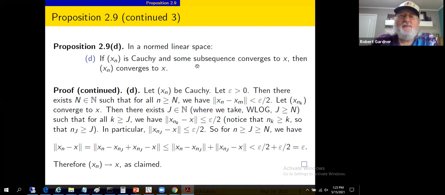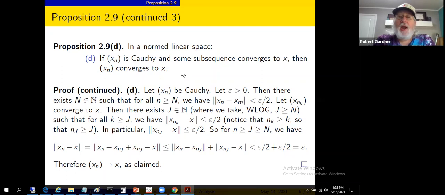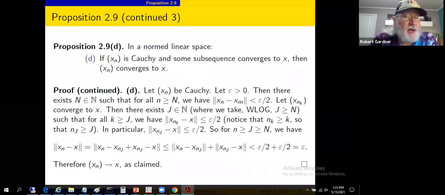If x sub n is Cauchy and some subsequence converges to x, then x sub n converges to x. All right. Not a property of regular old sequences. A sequence can have a subsequence that converges, but the original sequence not converge. Consider the sequence 1, 0, 1, 0, 1, 0. That diverges, but it's got a convergent subsequence, a subsequence of all zeros, or the subsequence of all ones. So sequences can have convergent subsequences but not themselves be convergent, but not Cauchy sequences.